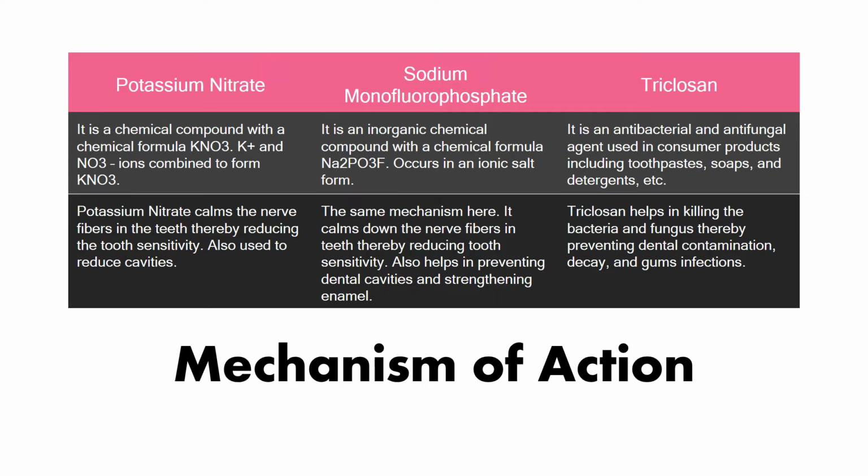Now coming to triclosan, actually it is an antibacterial and antifungal agent, that is it helps in preventing oral infection. This compound is generally available in consumer products including toothpaste, soaps, detergents, etc. How is triclosan going to act? It helps in killing the bacteria and fungus, thereby preventing the dental contamination, dental decay, and also gum infections. So all these three compounds, potassium nitrate, sodium monofluorophosphate, triclosan, combine together and work better in preventing the tooth sensitivity.